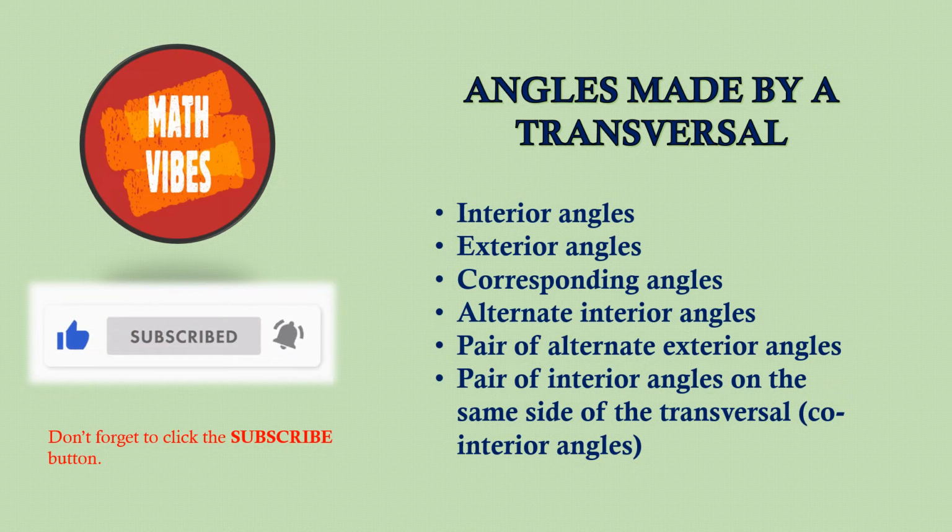Today in this video, we are going to learn about angles made by a transversal. A transversal makes different angles like interior angles, exterior angles, corresponding, alternate interior, alternate exterior, and co-interior angles. We will study about them in detail further. So let's start.